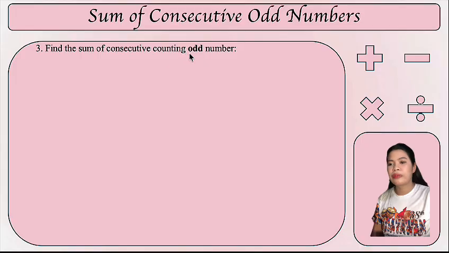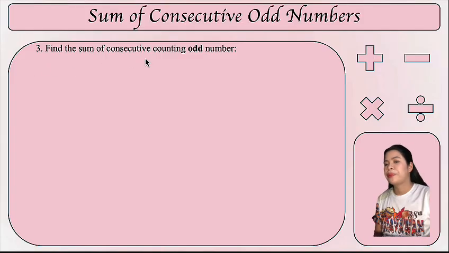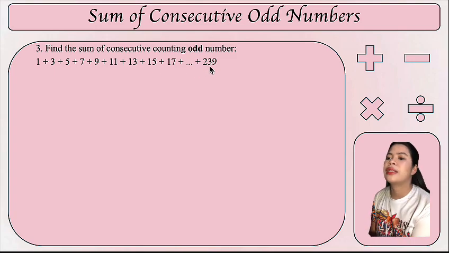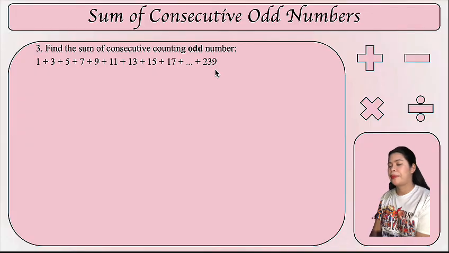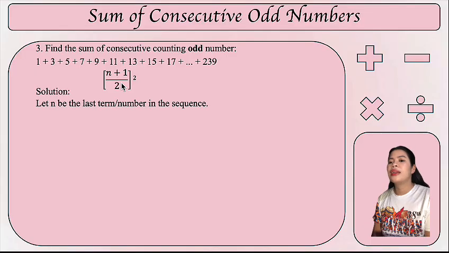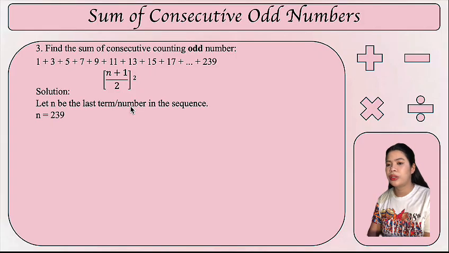So here we are going to find the sum of consecutive counting odd numbers. In the previous two problems, we were finding the sum of the consecutive counting numbers. So we have here 1 plus 3 plus 5 plus 7 plus 9 plus 11 plus 13 plus 15 plus 17, summing up until the number 239. So we are going to use this formula: n plus 1 divided by 2, squared. So the solution, let n be the last term or number in the sequence. So n is equal to 239.